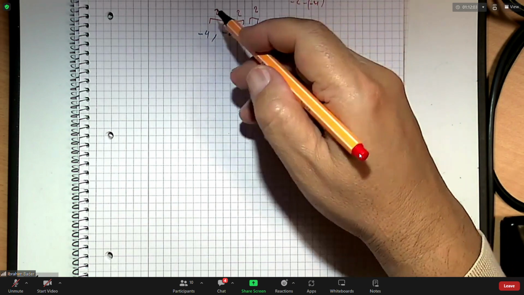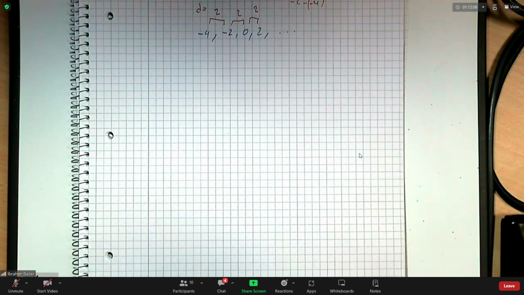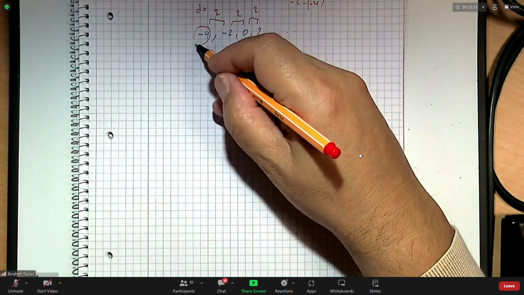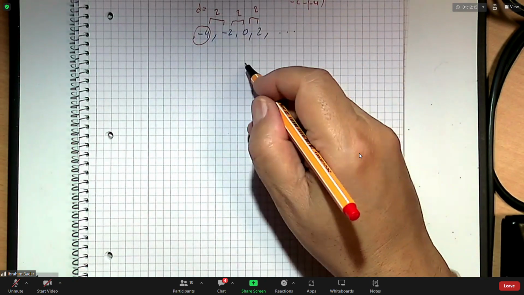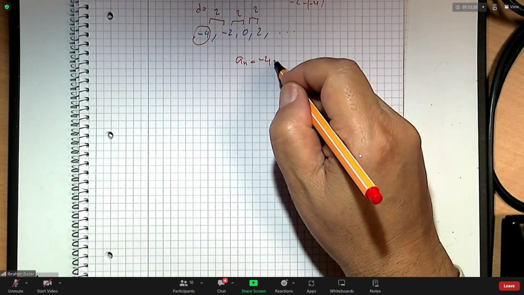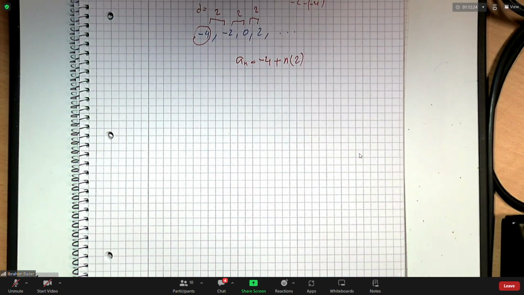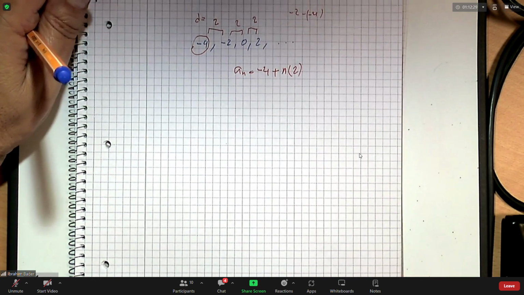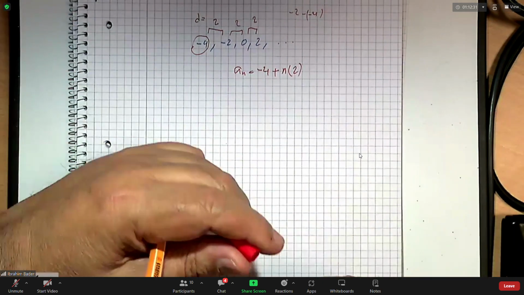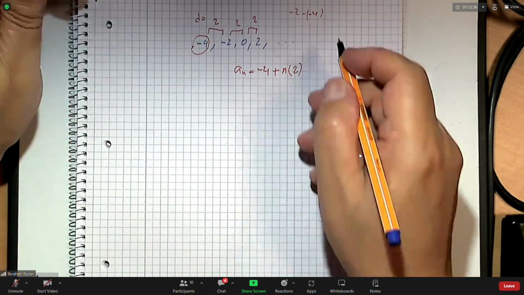So that means this constant D is the difference between terms. If it's the same difference, then it is an arithmetic sequence. So this is D, this is your first element, then you will say AN here is equal to first element negative 4 plus N times D, in this case D is 2. Okay, so this is how to find the general term of a sequence if you are given the numbers. In this case here it is the arithmetic sequence.